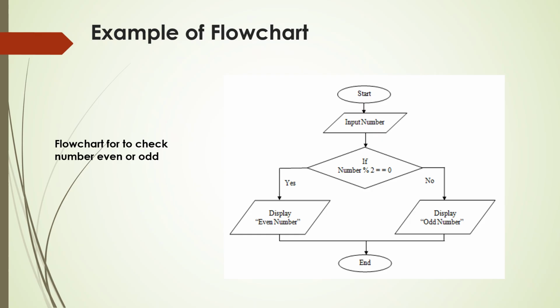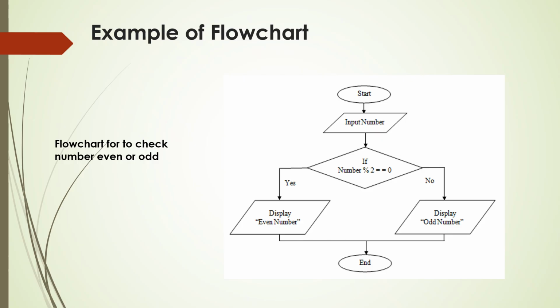The flowchart begins with the start symbol, represented by an oval. Every flowchart starts with this symbol, which indicates the beginning of the program. Next, we move to the input symbol, which is a parallelogram. In this step, the user enters a number. This number is stored in a variable called number.